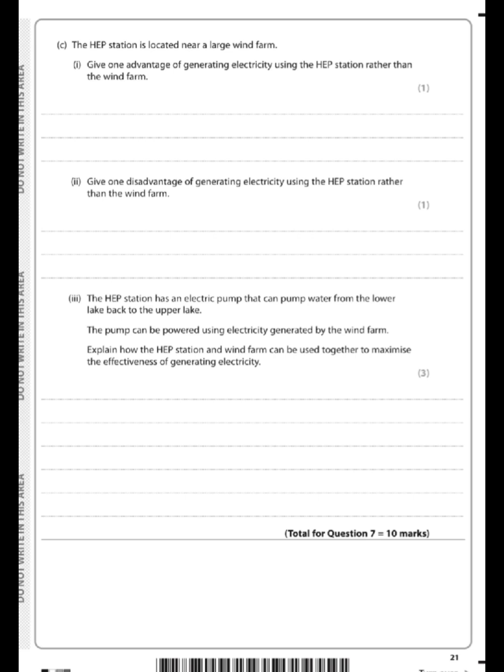The hydroelectric station is located near a large wind farm. Give one advantage of generating electricity using the hydroelectric station rather than the wind farm. So you're looking for anything that the wind farm can't do that the hydroelectric station can. The thing with wind is that wind can be unreliable. So the first thing we could talk about is that the energy could be supplied more reliably by hydroelectric.